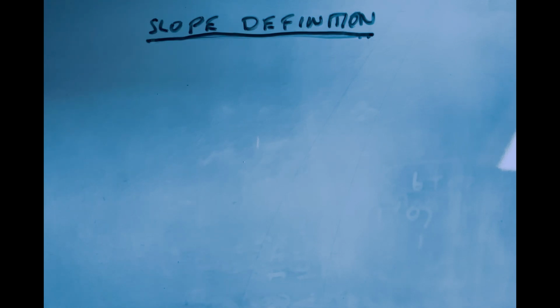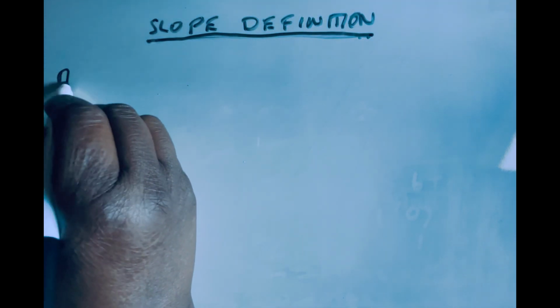Today we are going to talk about slope definition. Basically, slope is defined as the steepness and is calculated by a ratio of the vertical change to the horizontal change. And it's commonly referred to as rise over run, or change in y over change in x. So let's discuss the slope formula.